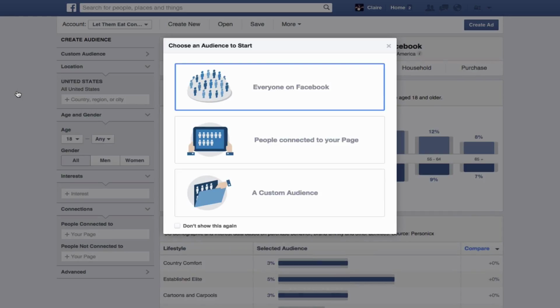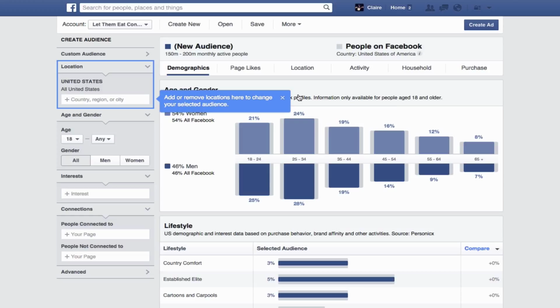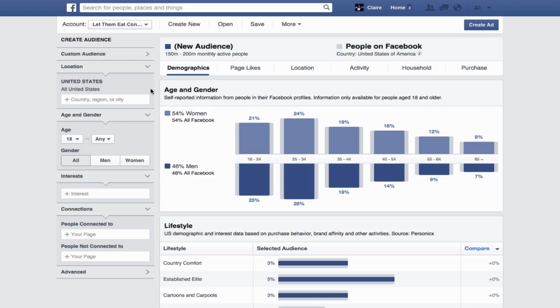Now, every time I do this from the Ads Manager, this question pops up about which audience to start with. I'm always going to choose everyone on Facebook, because that's what I end up doing anyway. I've already got the United States set, but everything else is sort of open. What you're seeing here is just a lot of information about people on Facebook.